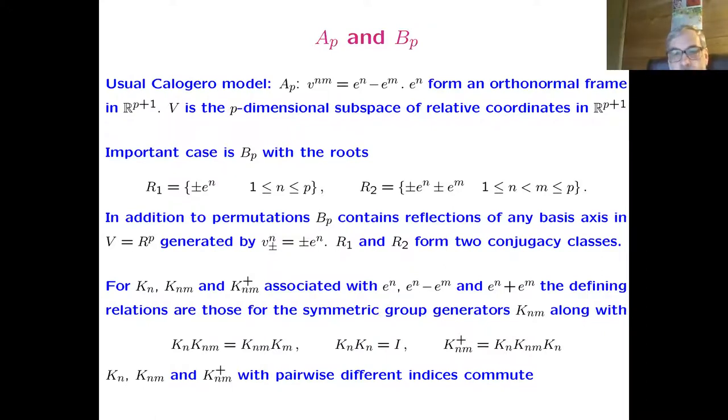It has more reflections, and the difference is that now there are two conjugacy classes, and these are precisely given by this R1 and R2 shown here. So there are two conjugacy classes, and this means that the corresponding Cherednik algebra has two independent coupling constants. I will argue that string theory is supposed to be related to the case of B2. And in this case, there will be two coupling constants, and I will discuss their role later on.